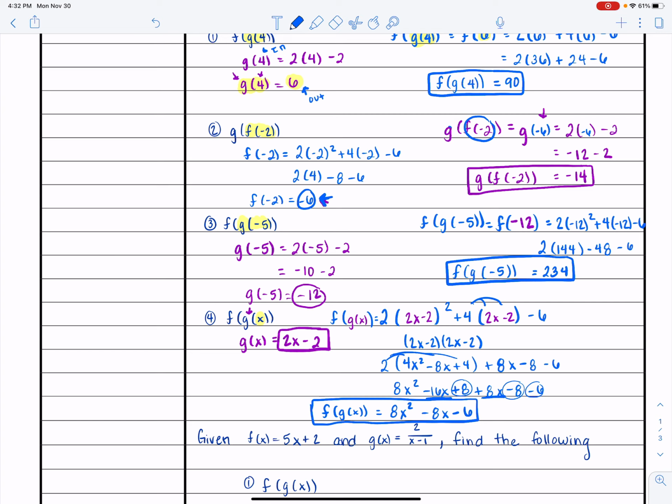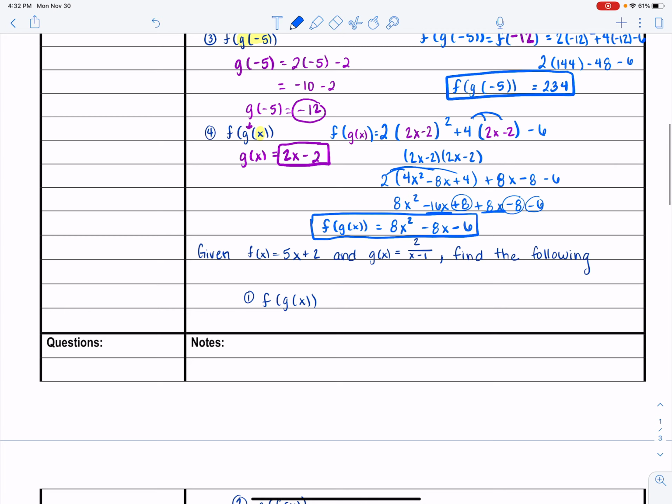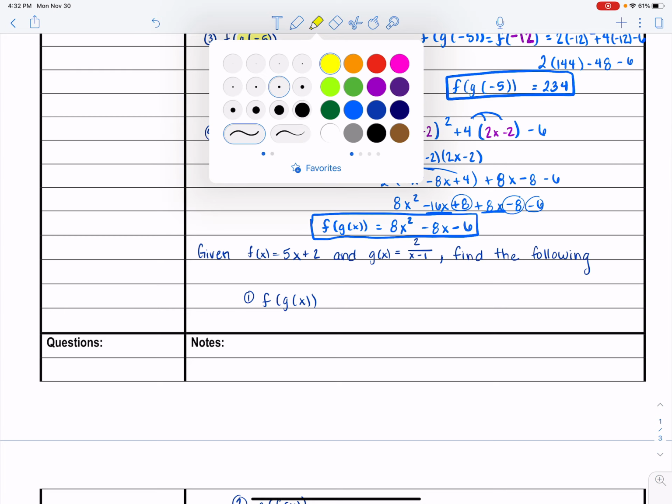So again, we're just taking two functions. We are putting one function inside of the other and then simplifying to see what we come up with, okay? All right, next. Now we have two new equations.